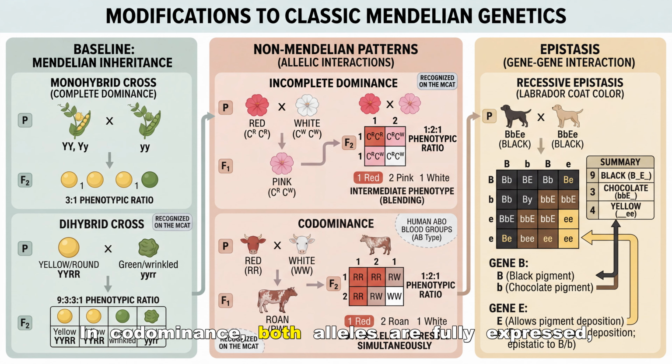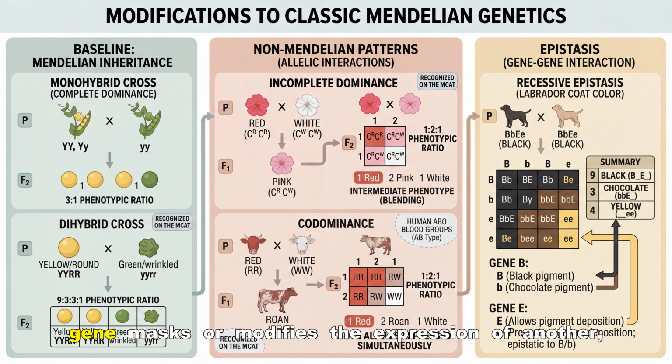In codominance, both alleles are fully expressed, as in the AB blood type, where both A and B antigens are present. Here, the phenotype directly reflects both alleles rather than blending. A mnemonic is: incomplete blends, codominant both show.